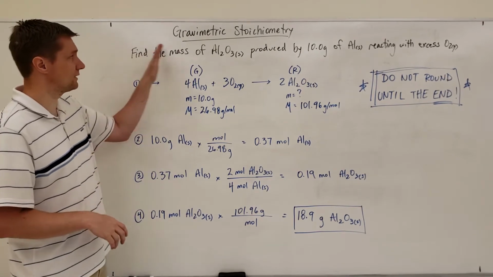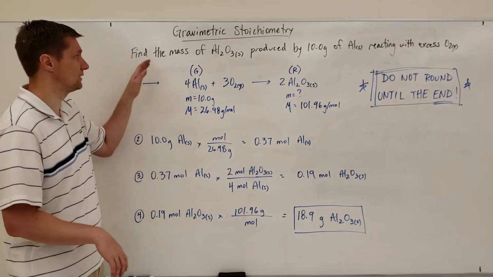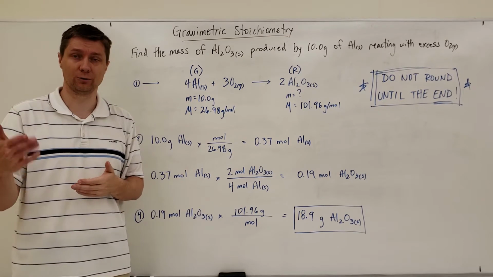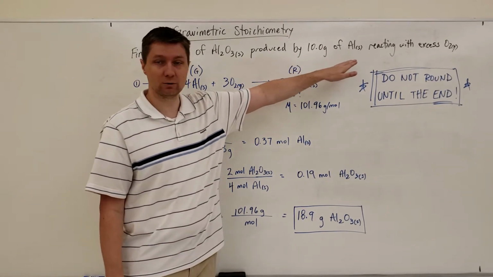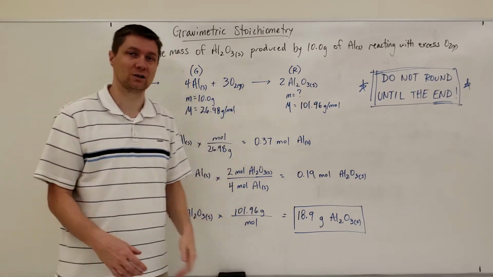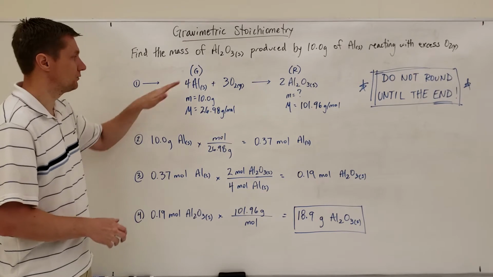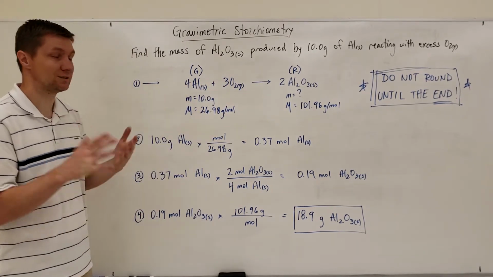So here I read this sentence and I have to generate what the reaction is out of this. It says, find the mass of Al2O3 produced, so I know that Al2O3 is a product, by 10 grams of aluminum solid reacting with excess oxygen. So I know my reactants are aluminum solid and oxygen gas. So I've written that down here, and you can see I've written my balanced chemical equation. So that's step number 1.